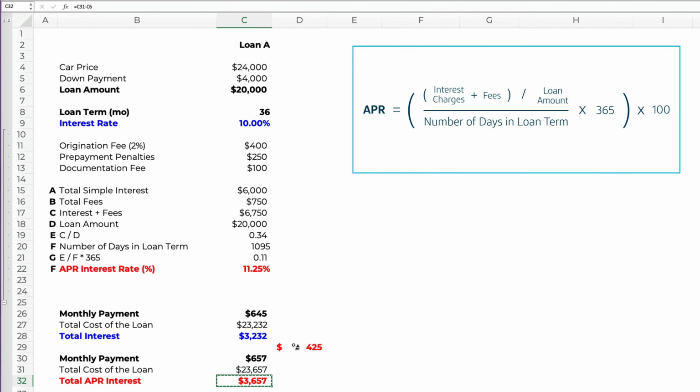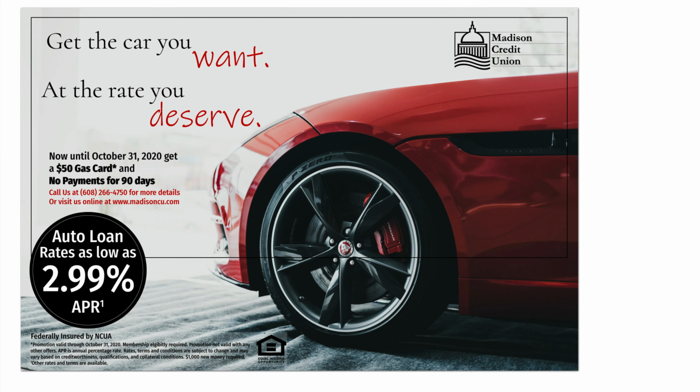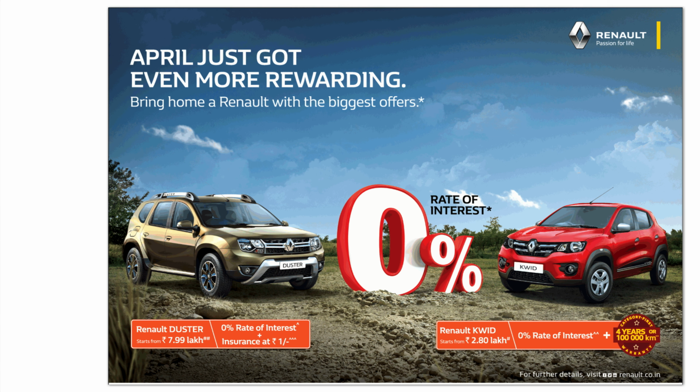Now this demonstrates how car loan companies sometimes promote the lower interest rate to make their offer appear more attractive, luring customers to their dealerships without being transparent and disclosing the complete costs.